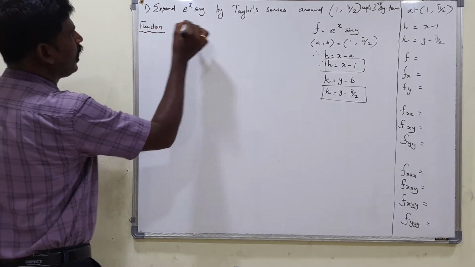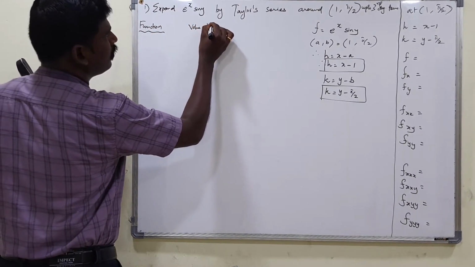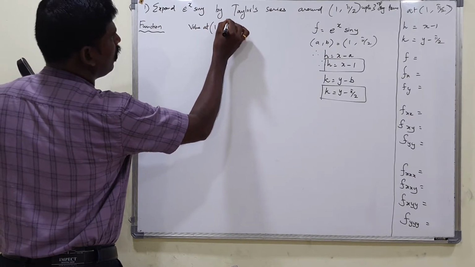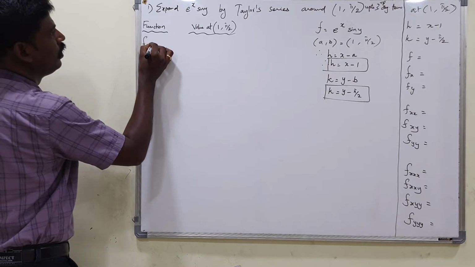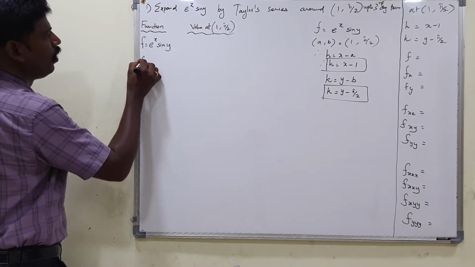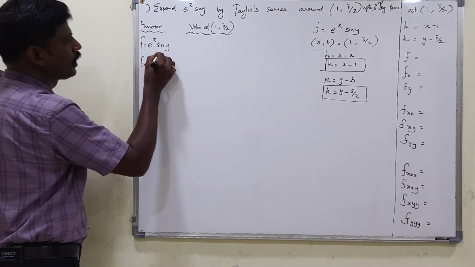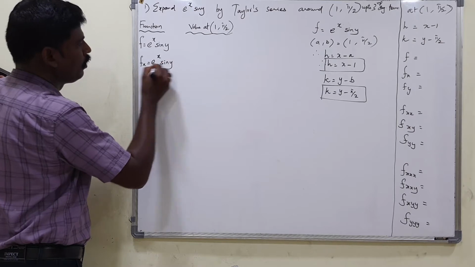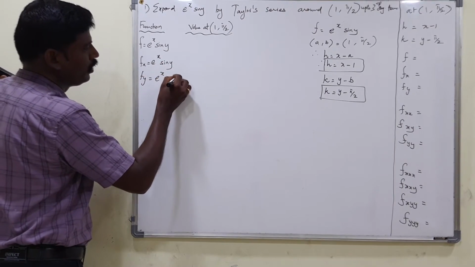So, given the function and the value at (1, pi/2). What is f? f = e^x sin y, isn't it? What is fx, the derivative of f with respect to x? It is the same, e^x sin y. What is fy? e^x sin y becomes e^x cos y, isn't it?